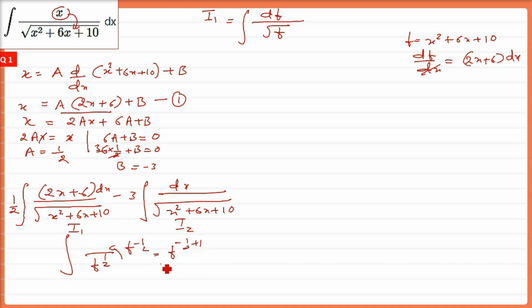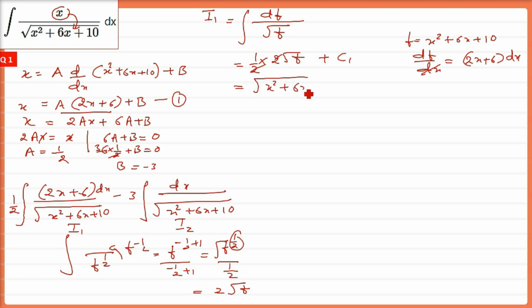So when we integrate it, it will be t raised minus half plus 1 by minus half plus 1. X to the power n plus 1 by n plus 1, that's what I am following. So t raised half, and the denominator is also half, so 2 goes up. T raised half will be under root t. So twice under root t is the final integration of 1 by under root t. Half was already there in front, so we cancel these two. Plus a constant of integration, let us call it c1. What is t? X square plus 6x plus 10. So the first integration result is under root x square plus 6x plus 10 plus constant of integration c1.